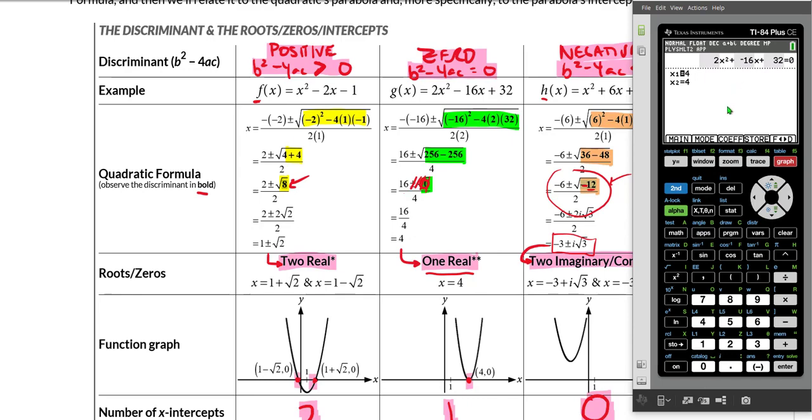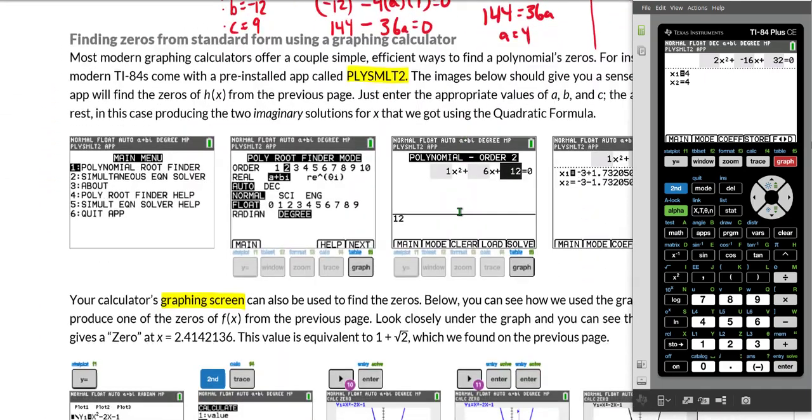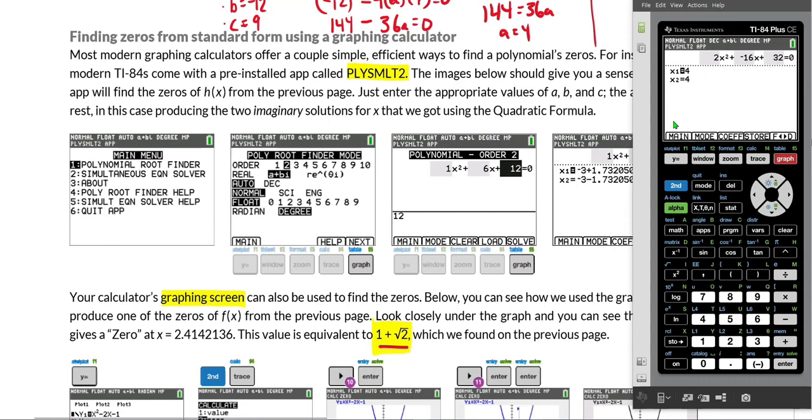So that's how we can use, if we are on the calculator section, obviously we need to be on the calculator section in order to use the PLYSMLT app. If we are on the calculator section and we need to find our roots or our zeros or our x-intercepts, we can use this app. By the way, although it's unlikely that you would need to on the SAT, this app, the PLYSMLT app, actually can find the zeros for higher degree polynomials. In other words, the app can handle more than quadratics.